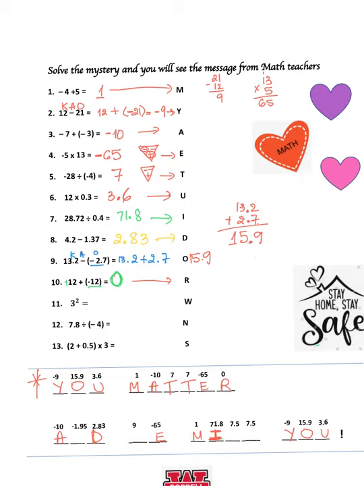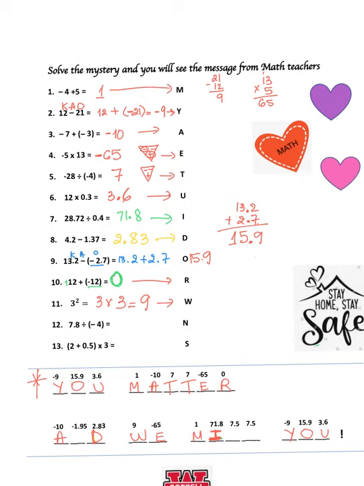Number 11. We have 3 raised to the power of 2, or we can call it 3 squared. So 3 raised to the power of 2 means 3 times 3, not 3 times 2. So 3 multiplied by itself. 3 times 3 is 9. So for 9, we have letter W. And we have only one W.